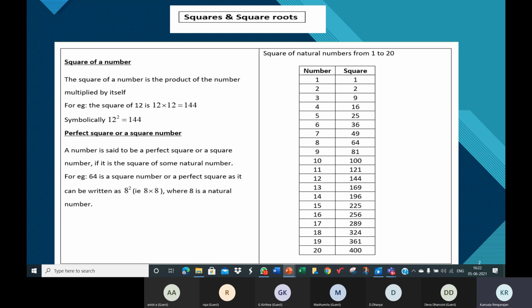What is a perfect square? How do we define a perfect square or a square number? A number is said to be a perfect square or a square number if it is a square of some other natural number. So 64 is a square number or a perfect square because it can be written as the square of some other natural number, 8, where 8 is a natural number.